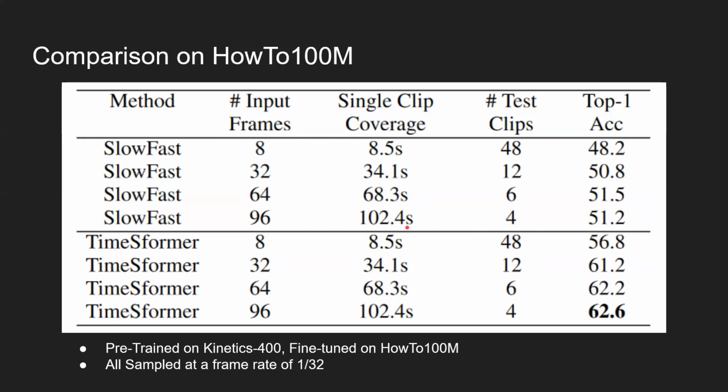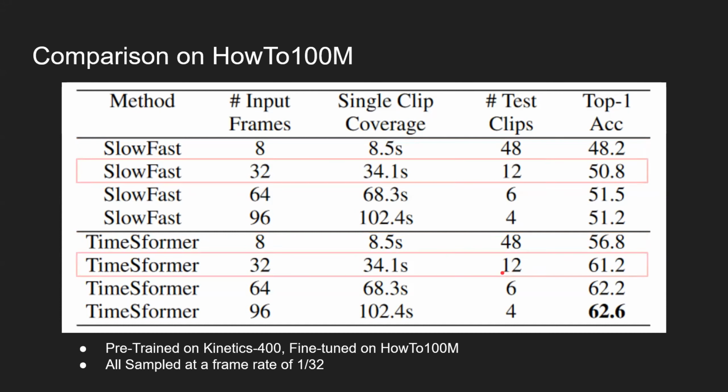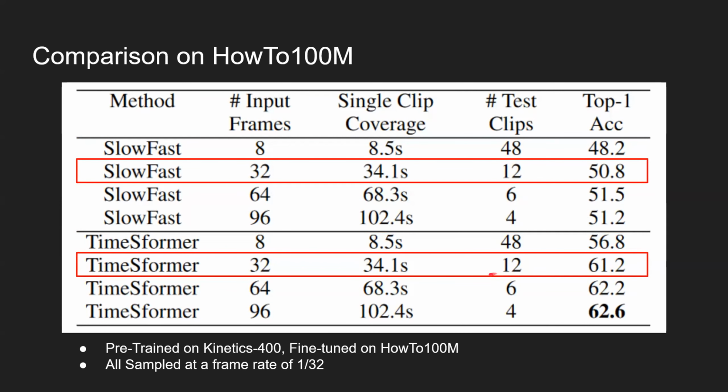And here are their results. For SlowFast and Timesformer with 8 input frames with a single clip covering 8.5 seconds, then an input of 48 clips, we can see that Timesformer outperforms SlowFast by approximately 8%. When they increase the number of input frames to 32, thus increasing the single clip coverage to 34 seconds across 12 clips, we can see that Timesformer outperforms SlowFast by about 11%.